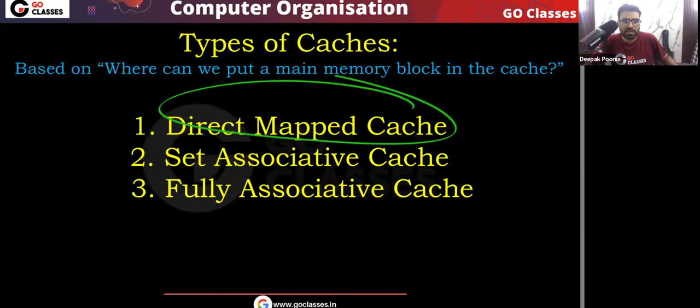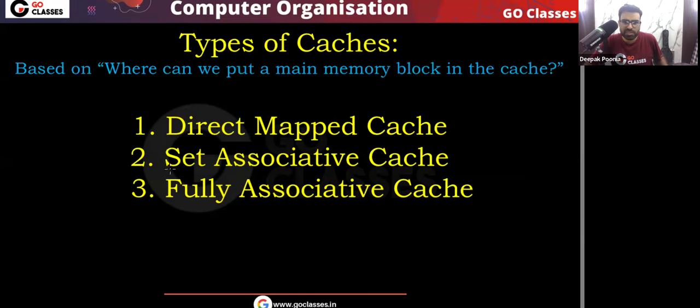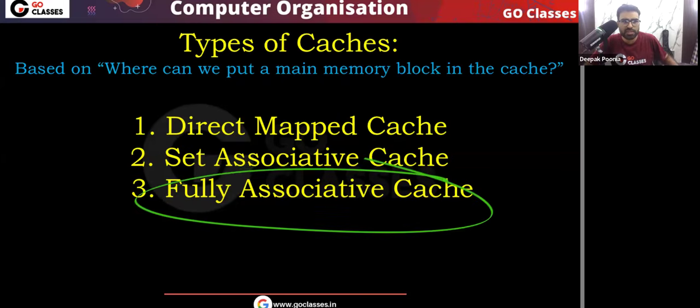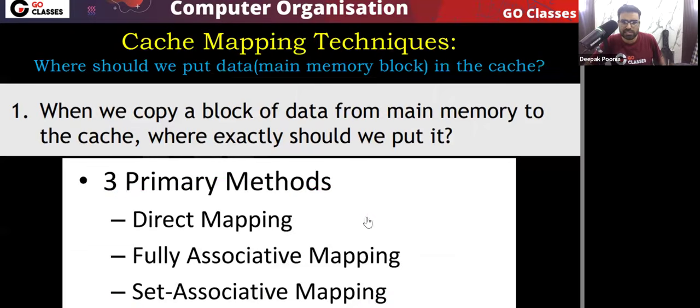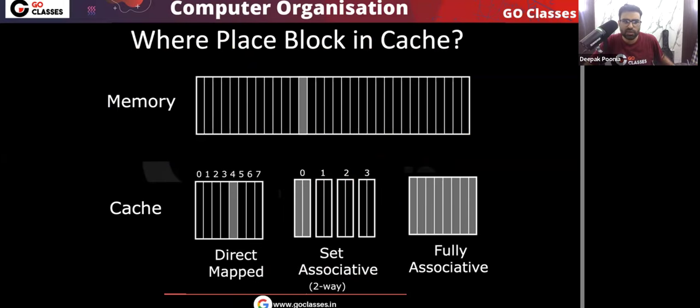We have direct mapped cache, it will use direct mapping. We have set associative cache, it will use set associative mapping. And we have fully associative cache. When the cache memory uses fully associative mapping, then we call it fully associative cache. So remember, depending on which mapping technique is used by the cache memory, we can divide the cache memories into three types. These are the three types of cache memories, and these are the three types of mapping techniques. Very simple. Now let me just revise the three types of cache memories: direct mapped cache, set associative cache, and fully associative cache.